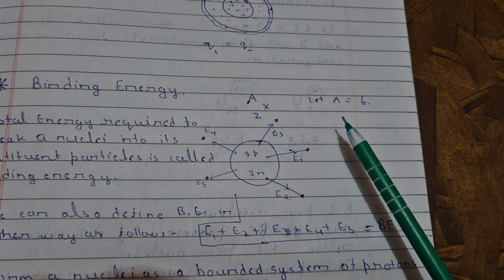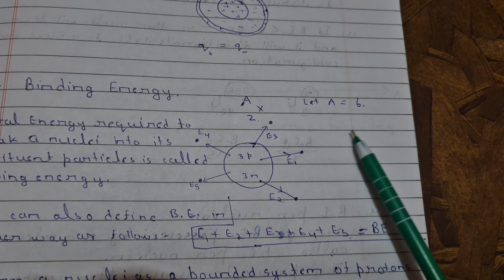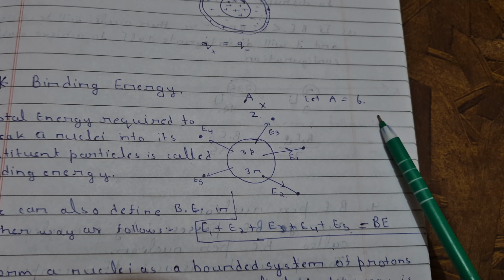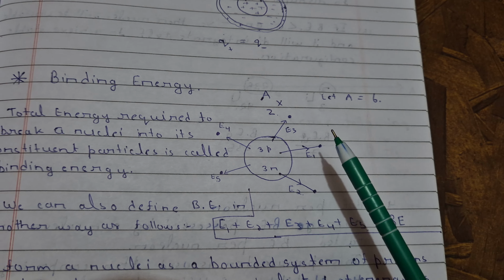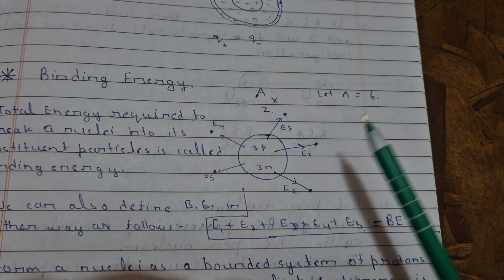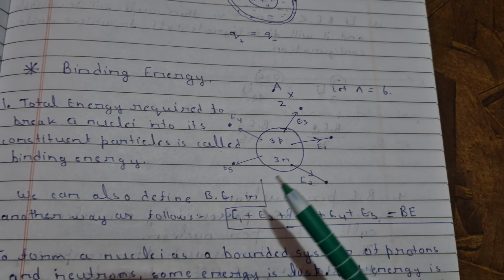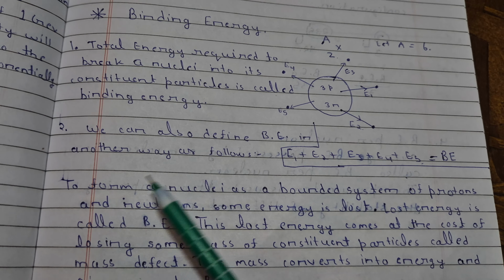So it will give you a stable structure, and that energy lost, that amount of energy, is required to break them again into the constituent particles. So that energy lost is called the binding energy, and it comes from the mass defect, that is, from the nuclei and its constituent particles. We can also define binding energy in another way as follows.